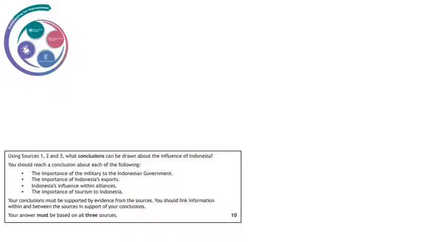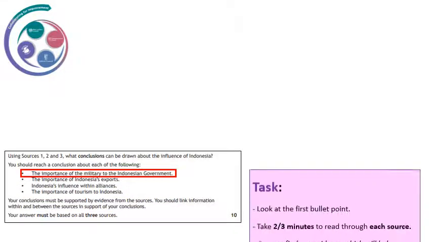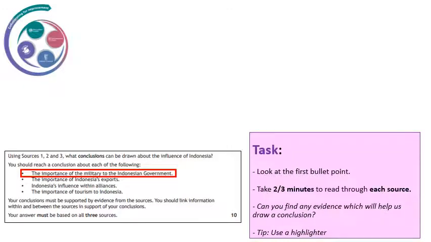You will see that there are 4 bullet points that you need to make a conclusion about. At this point, I recommend that you find yourself 4 different coloured highlighter pens and that you highlight the 4 bullet points each a different colour. I then recommend that you take the first bullet point and carefully work your way through the 3 sources of information, spending 2 or 3 minutes reading each and looking to highlight any evidence which might help us draw a conclusion about the first bullet point.